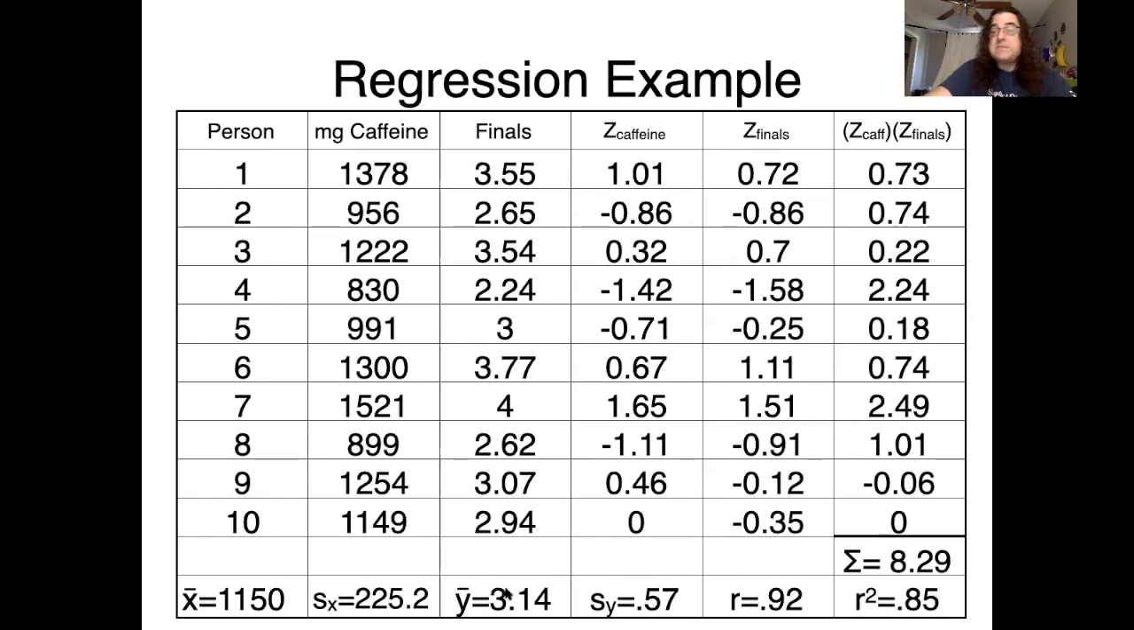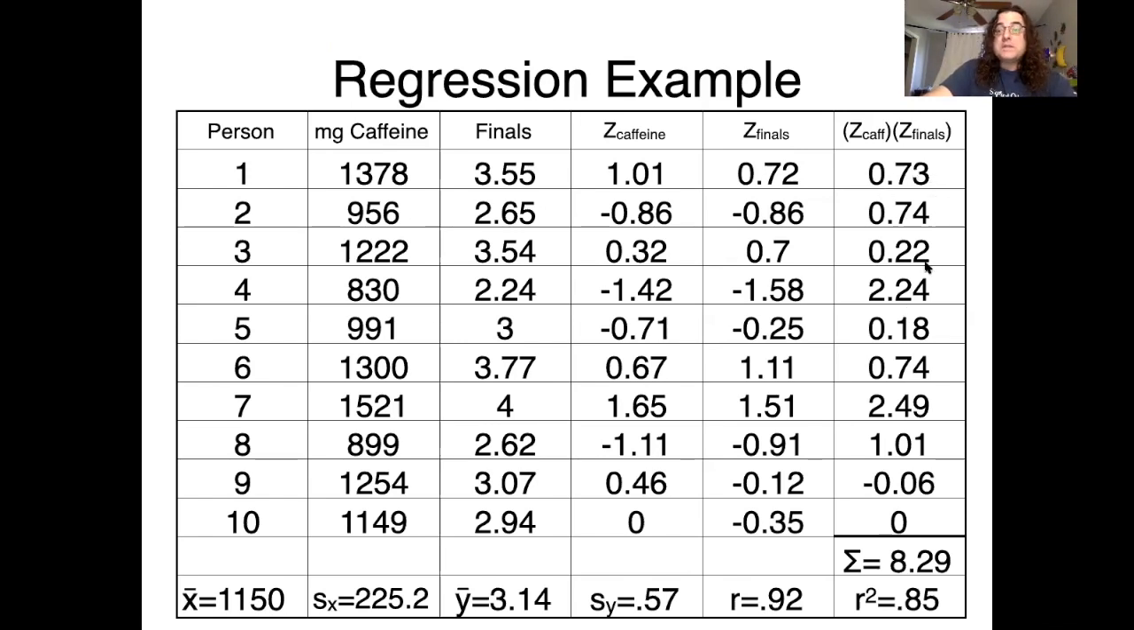Using those bits of information, I can get z-scores for every single data point in this set. There were 10 people, each one gave 2 values, so there's 20 data points. That means 20 z-scores. These are the z-scores for everybody's caffeine intake. These are the z-scores for everybody's number of finals, and therefore, here in the last column, every single person is going to have a cross product. Their z-score for one variable times the z-score for another variable.